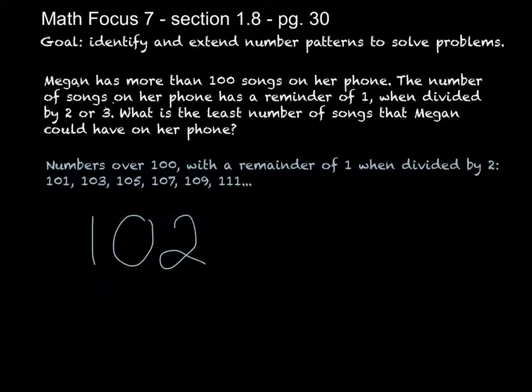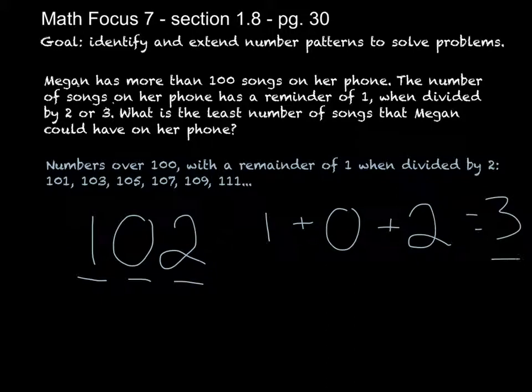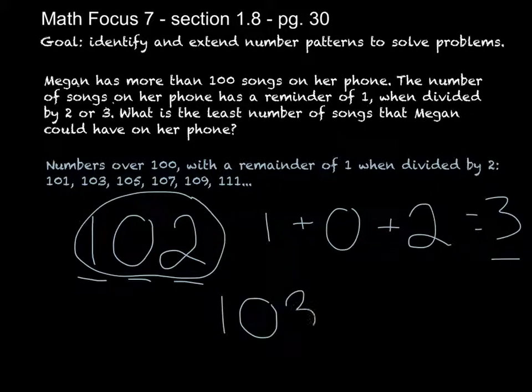Now remember, our divisibility rule for 3 is that the sum of the digits has to equal a number that's divisible by 3. So with the number 102, we're saying 1 plus 0 plus 2, which equals 3, which is divisible by 3. 3 divided by 3 is 1. So we know that 102 is divisible by 3. So if we needed a remainder of 1, we'd have to go 1 more than 102. And we end up with 103.